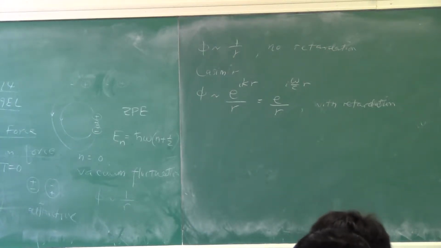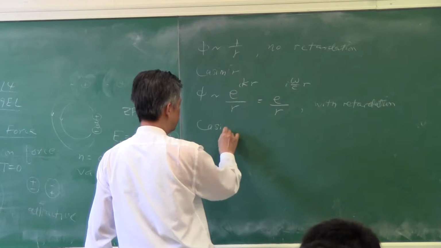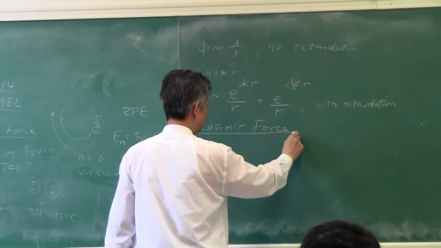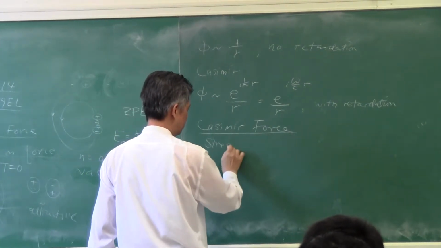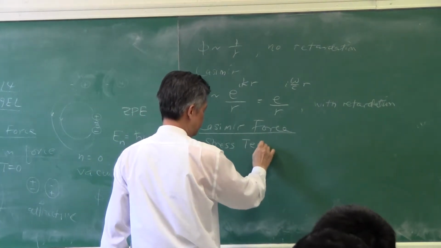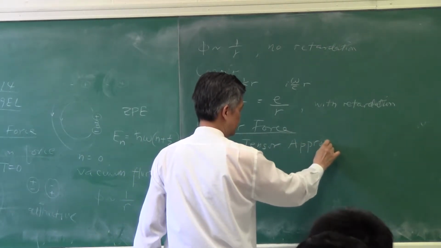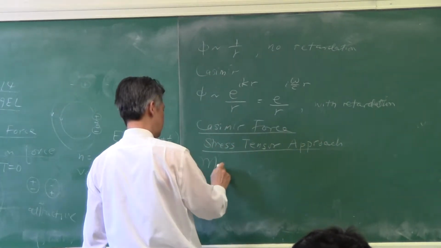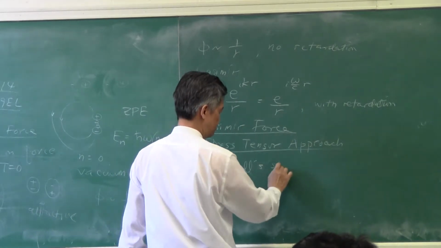And there are actually two or three methods of calculating Casimir force. One is actually the stress tensor approach. Sometimes it's called a Maxwell stress tensor.